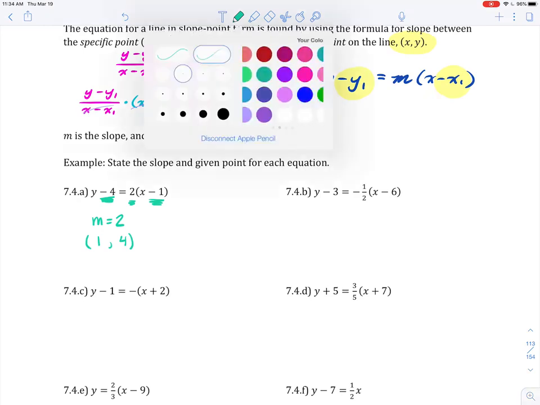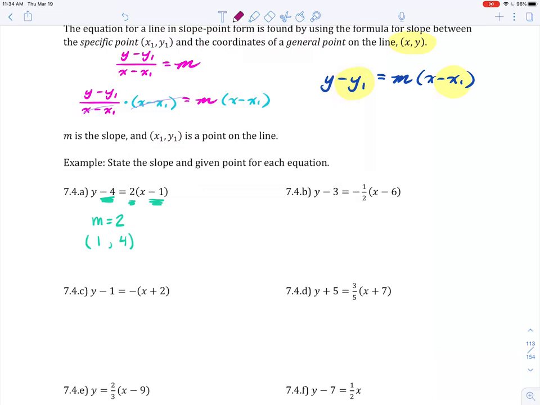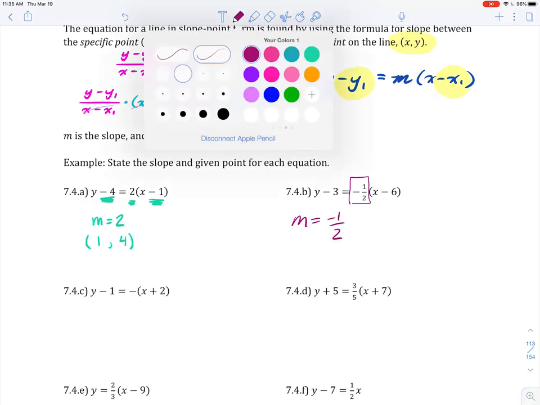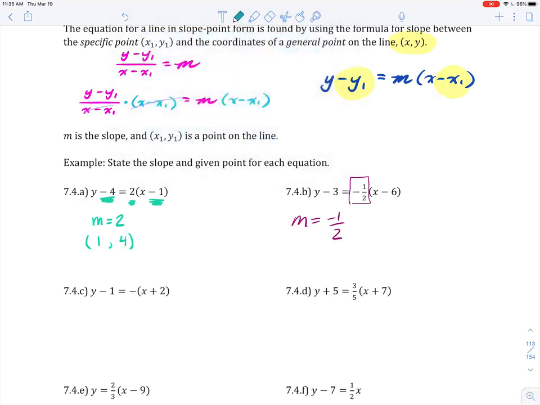All right, question B. Okay, so same as what Ms. Thibodeau was saying. We're going to start by taking a look at the slope, which we're always going to find right in front of the x minus x1 section. And remember, for slope, you're always going to include that sign. So in this case, it will be negative 1 over 2 or negative 1/2.